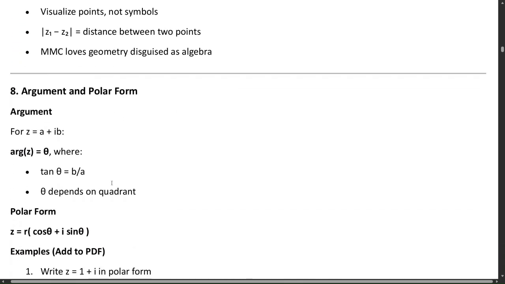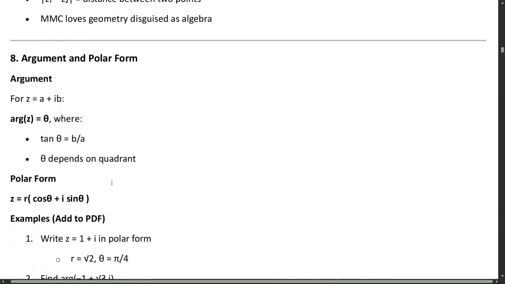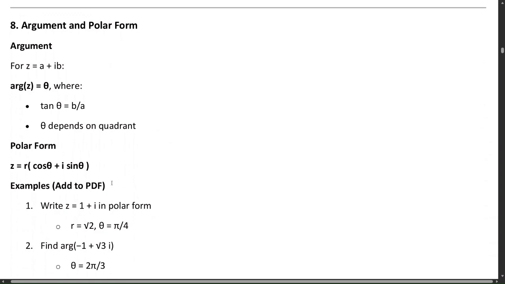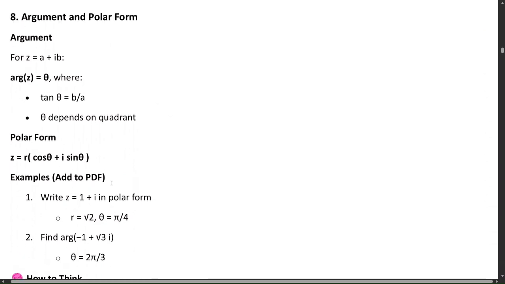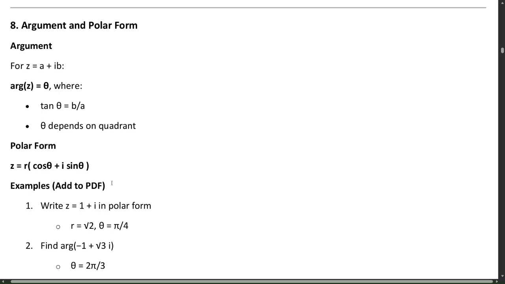Every complex number has magnitude and a direction. So the direction is given by the argument theta, which depends on the quadrant. In polar form, z can be written as r times cos theta plus i sin theta, where r is mod z, that is the modulus, and theta is the argument of z.